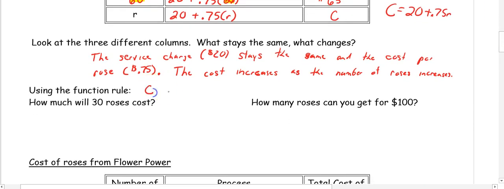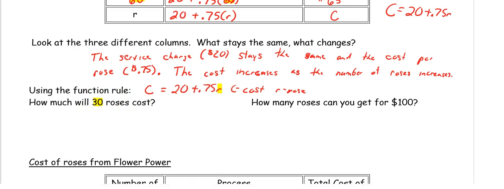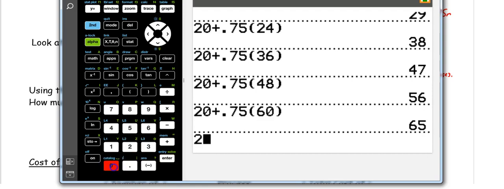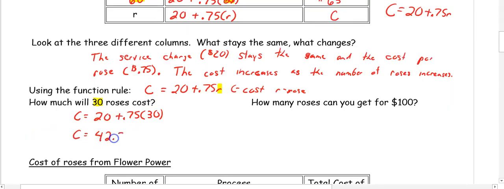So using our function rule, which is C equals 20 plus 0.75 R, remember that C is cost and R is roses. We want to figure out how much would 30 roses cost. So if we want to figure out how much 30 roses cost, we're going to put 30 in for R. So we would have cost equals 20 plus 0.75 times 30. So in our calculator, we can do 20 plus 0.75 times 30. And that gets us $42.50.